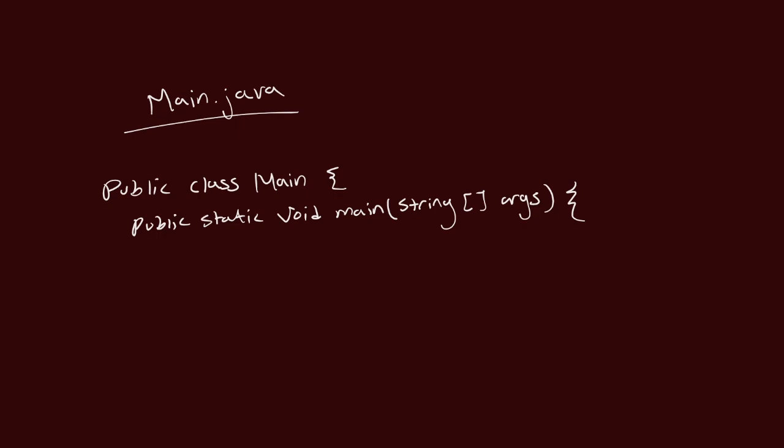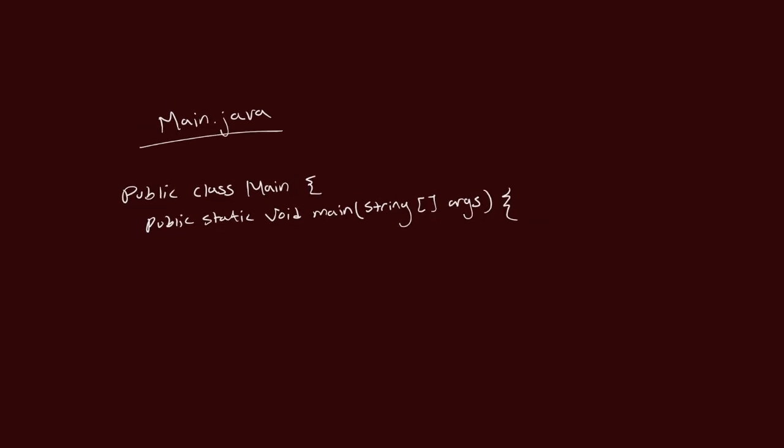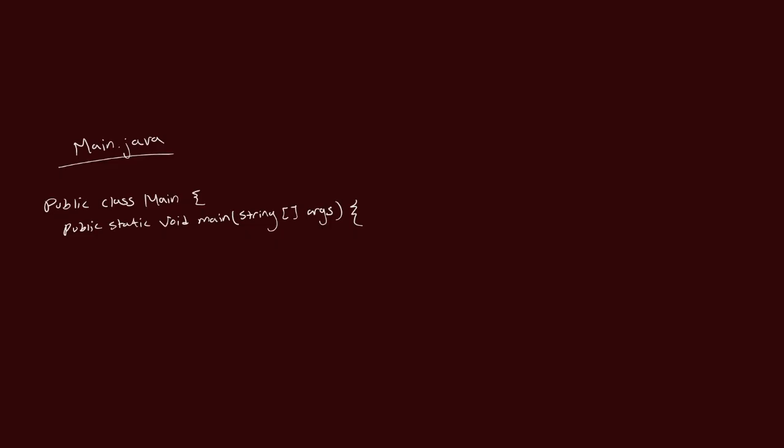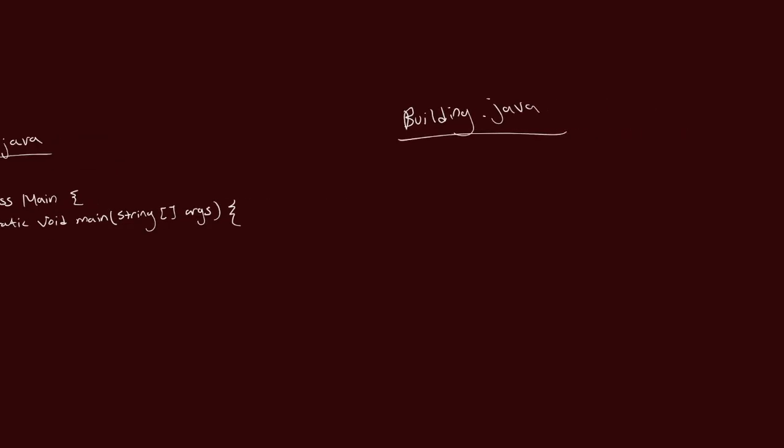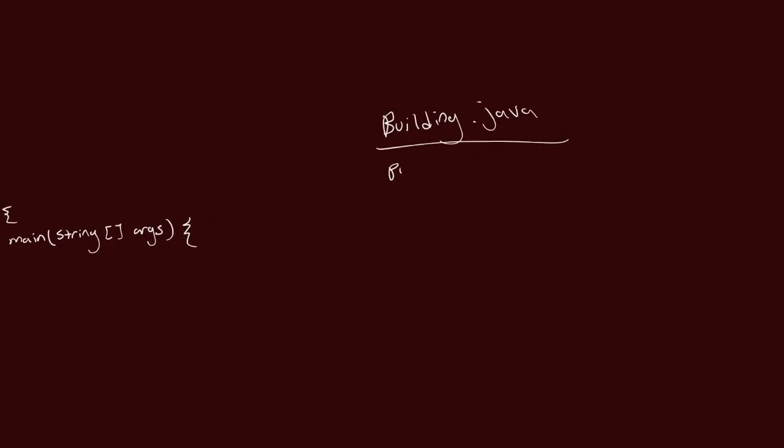Okay, so now we're gonna go over how to work with arrays and how to put objects inside of arrays. So let's create a file called building.java. This one is gonna give us the building number and the building street. So we'll do public class building.